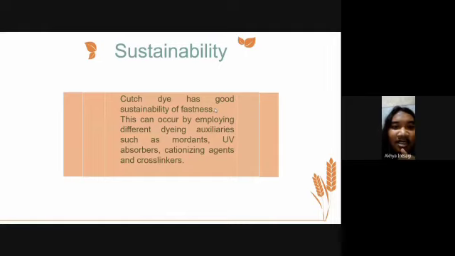So the last is sustainability. Kutch dye has good sustainability of fastness. This can occur by employing different dyeing auxiliaries such as mordants, UV absorbers, cationizing agents, and cross-linkers.